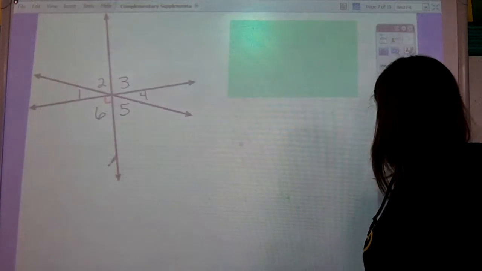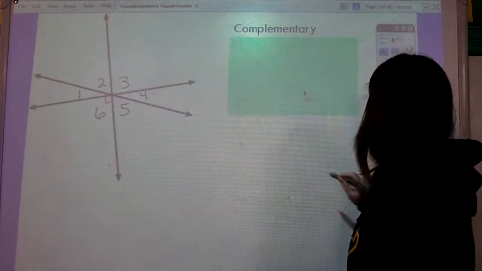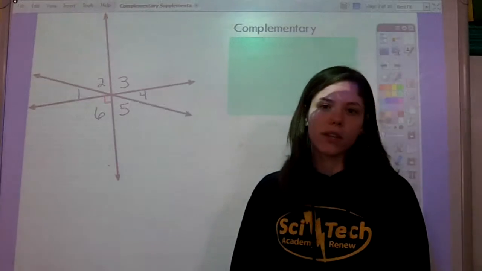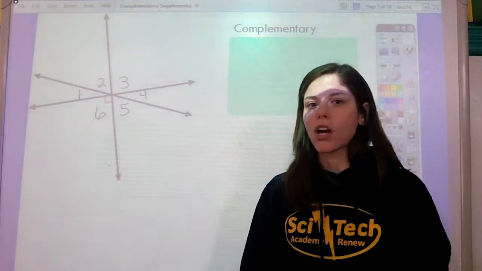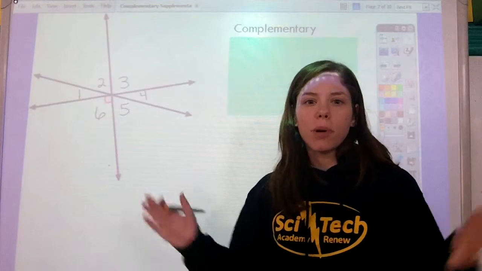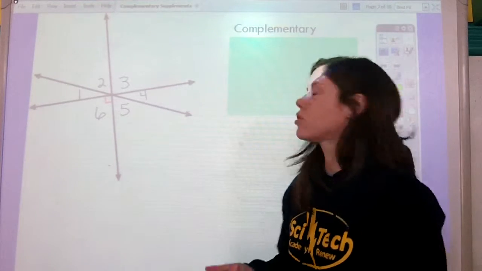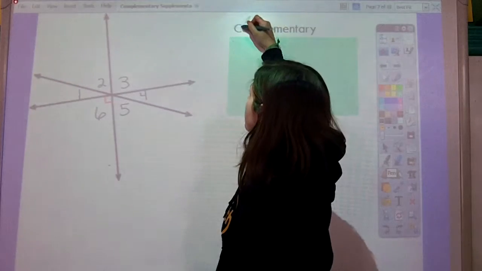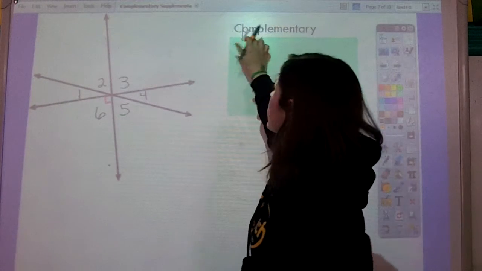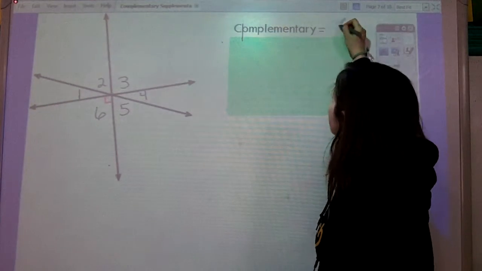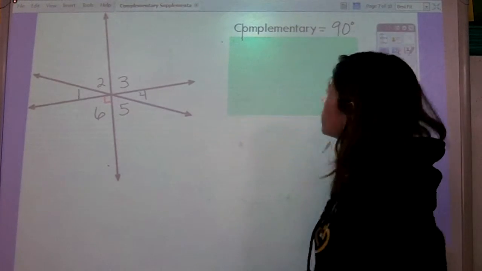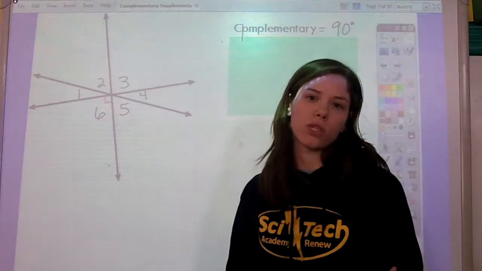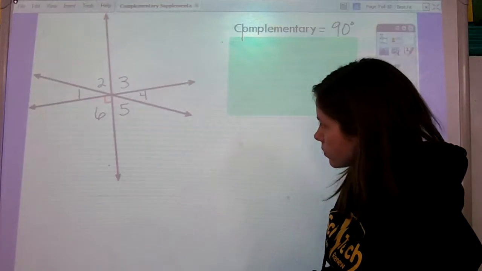Okay, first things first. We've already talked about complementary angles. Complementary angles are any angles that can be put together to add up to 90 degrees. If you need help remembering that, remember turn this into a 9. And that's really easy to see. Complementary angles are 90 degrees. These are always going to be next to each other. So let's take a look.